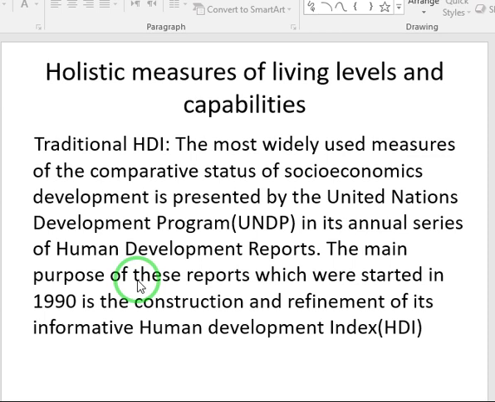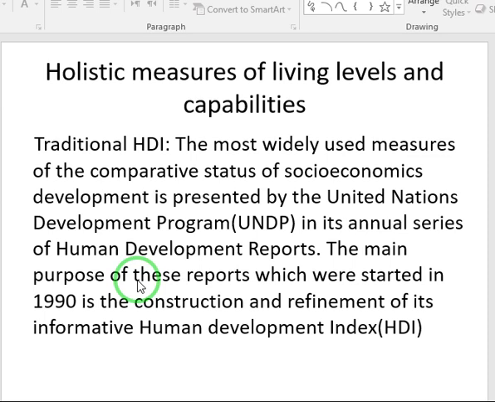We discussed them in the form of three basic indicators. We discussed real income, we discussed health, and we discussed education. So these are the three dimensions of development, or we call them three basic indicators of development, or we call them parameters of development.